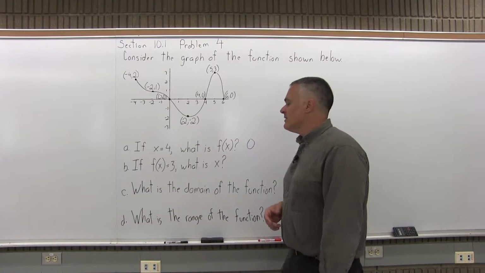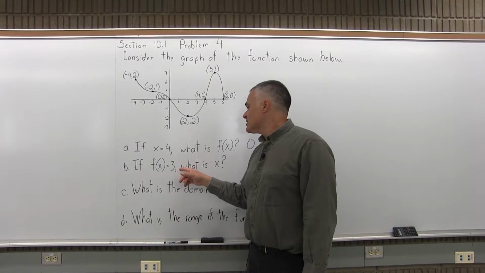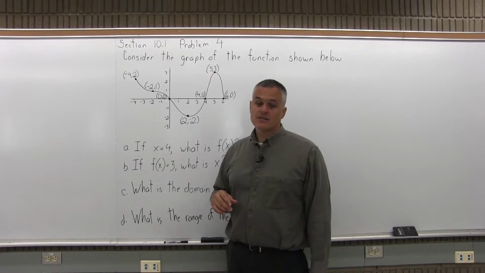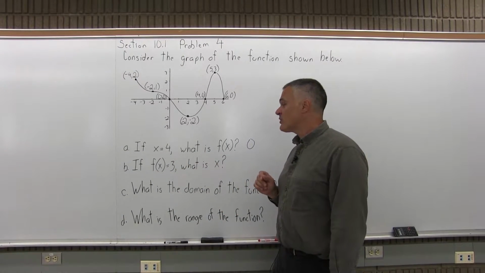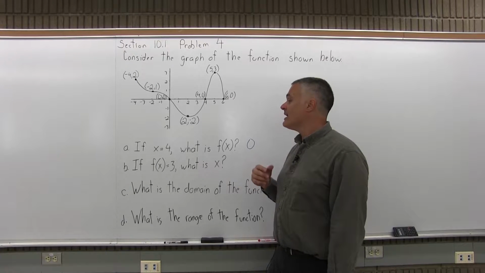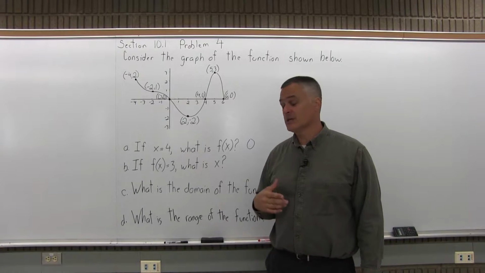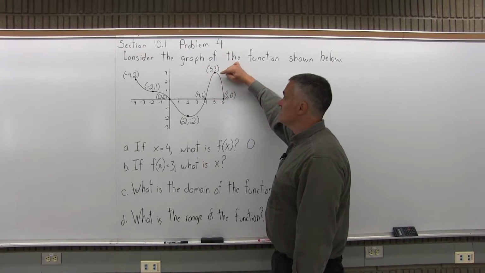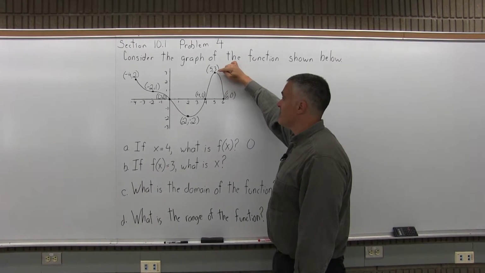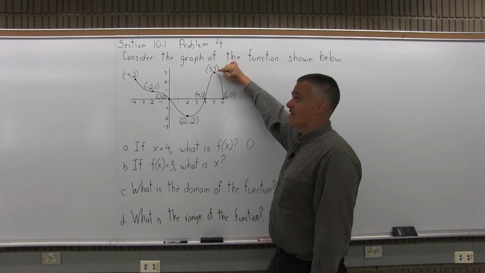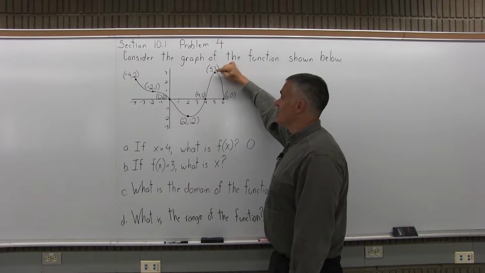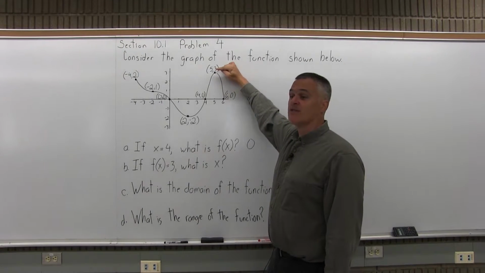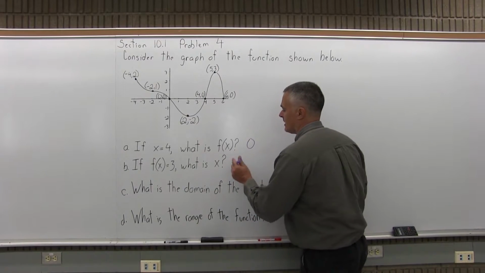Part B says if f of x is 3, what is x? And again, you can change that question basically to if y is 3, what is x? Because f of x and y are interchangeable. As you look at the graph, you will eventually see that there is a point on the graph that has a y-coordinate, or f of x coordinate, of 3. So the x-coordinate that goes with that is 5. So the answer to part B is 5.